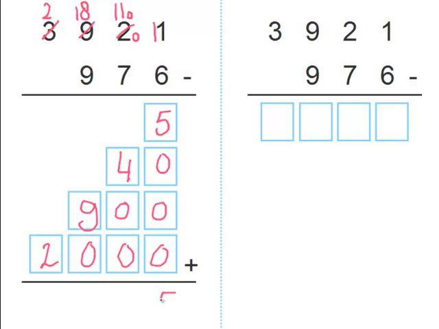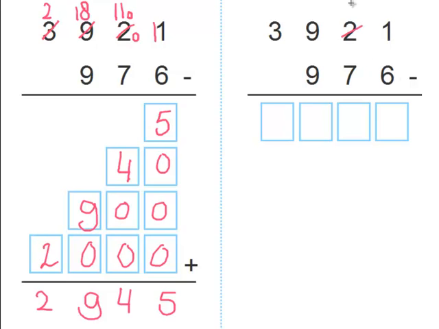So now we just have to add them all up. So that's a 5, a 4, a 9, and a 2. So the answer is 2,945. Okay, so let's do this more quickly now. It's the same concept, just a little different.